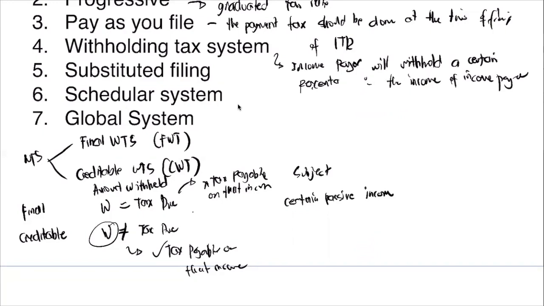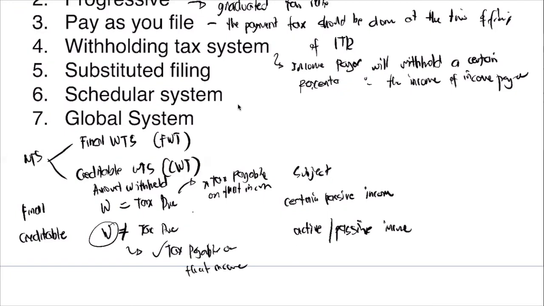Okay, so if ever, only certain passive income, so when we say certain, only those enumerated under the tax code to be subject to final income taxation. So only those certain passive income. How about your creditable income tax? On your creditable income tax, both active and passive income can be subject to creditable withholding tax.